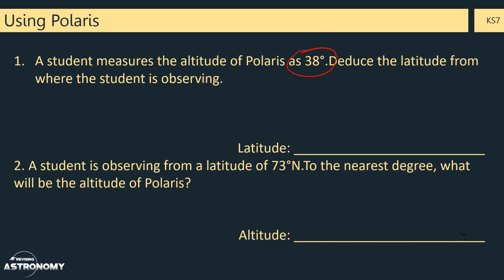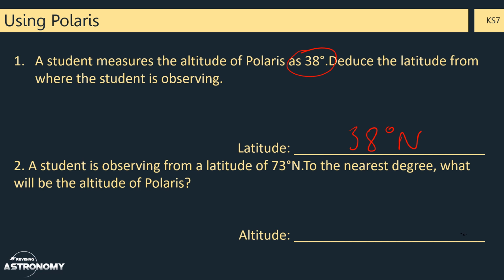Well, this is nice and easy as long as we know the fact that the altitude of Polaris is the equivalent to the latitude from where you're observing. So therefore, if Polaris is at 38 degrees, then the latitude is also 38 degrees. And because we're observing Polaris, we would be in the northern hemisphere.